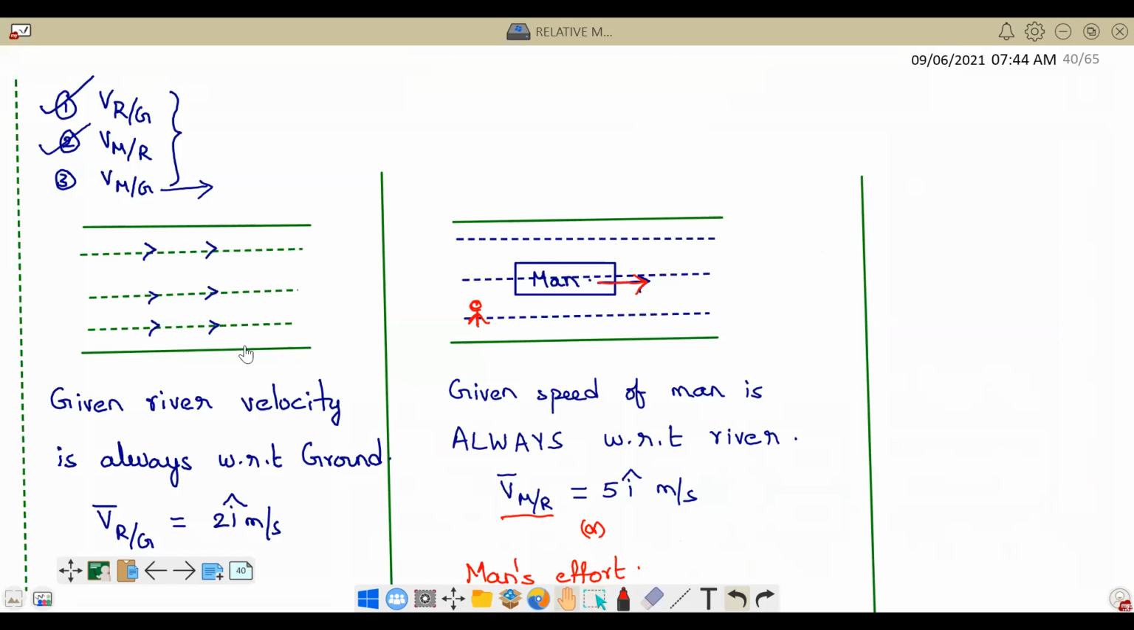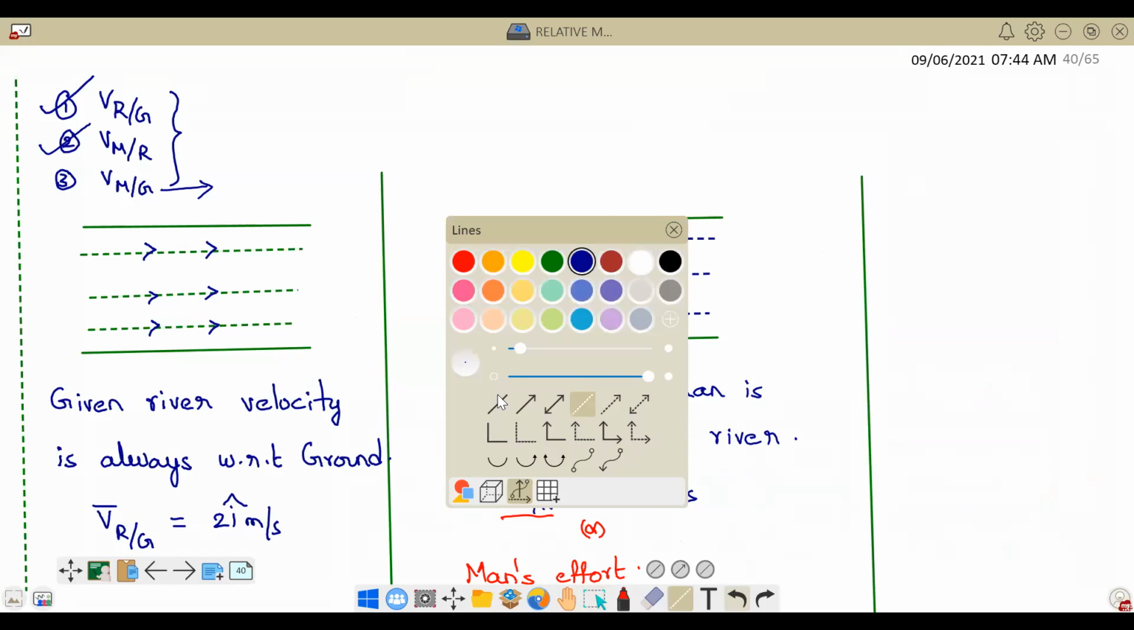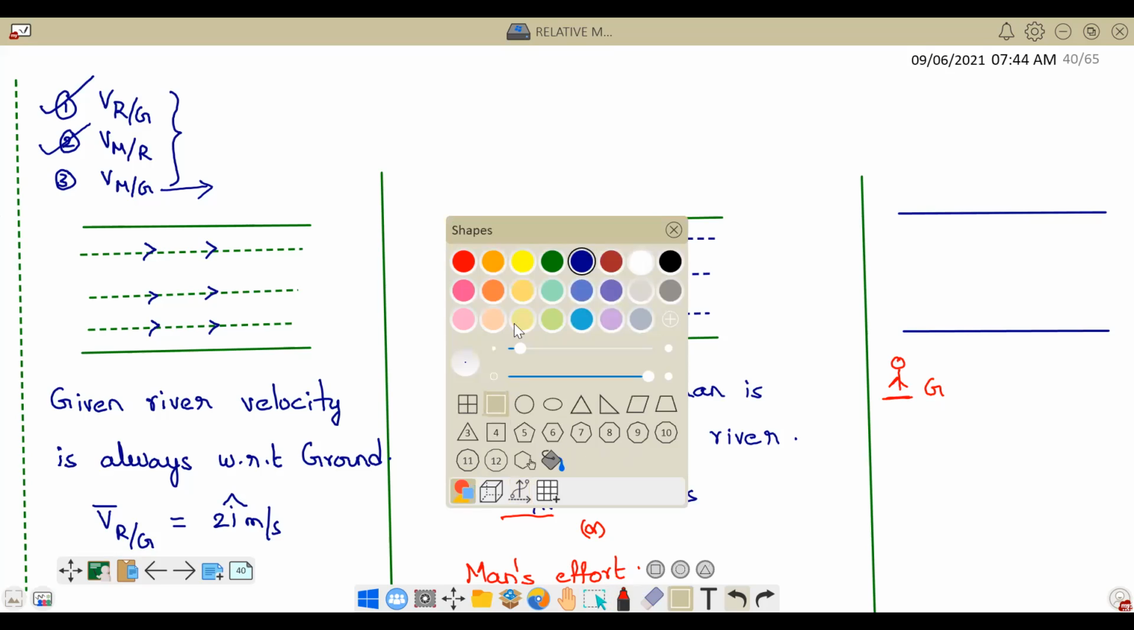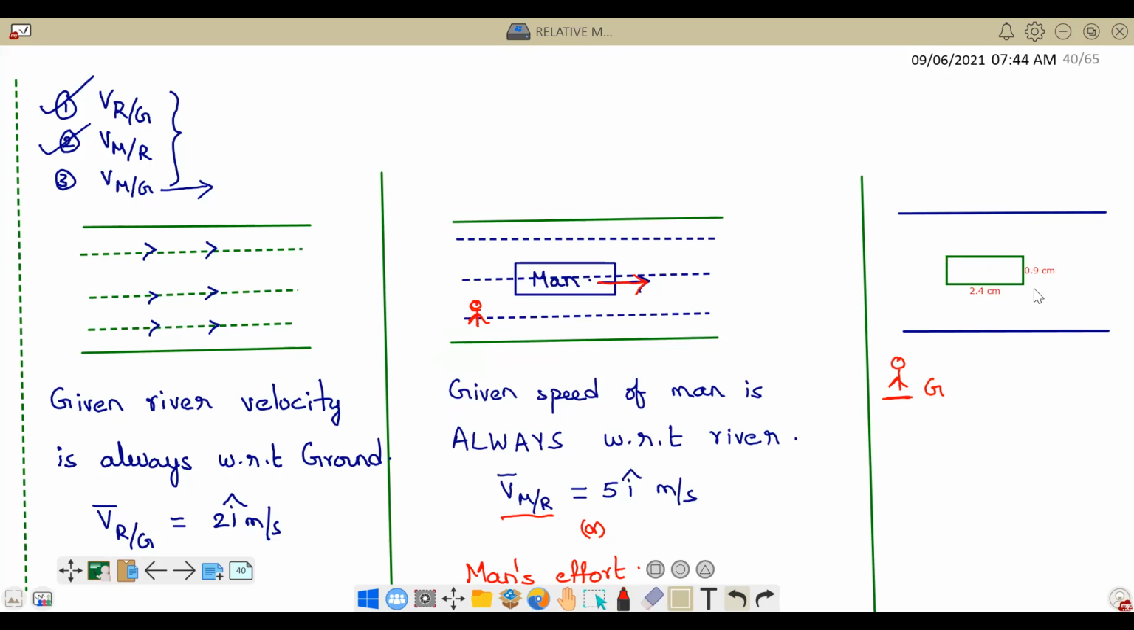So now I explained these two terms and now they'll ask this term. Now, when you stand on the ground, with what velocity will the man move? That is what the question is. So, what is the velocity of man with respect to ground? That is what generally they will ask, the third quantity.